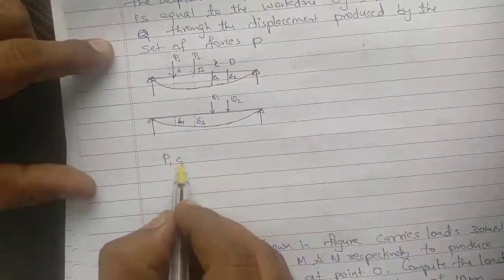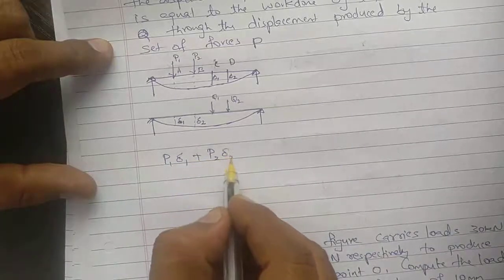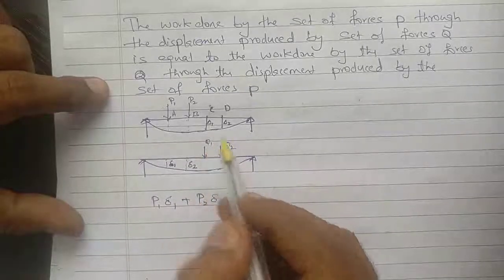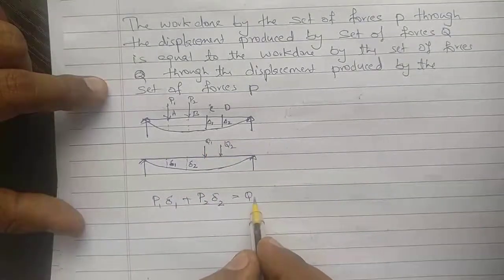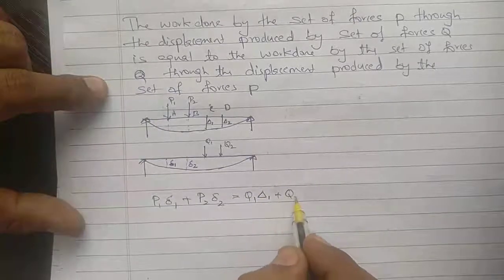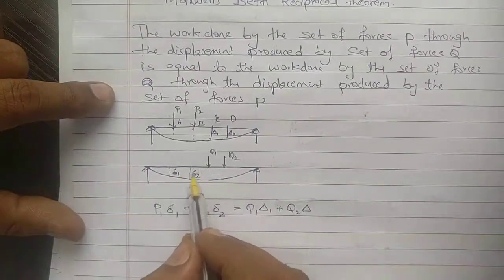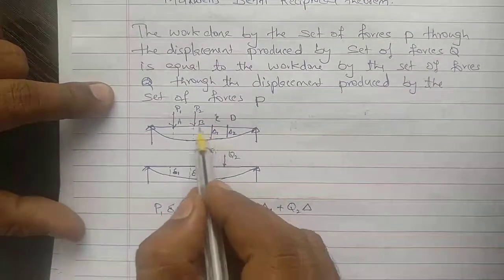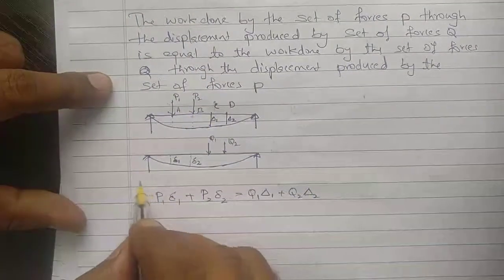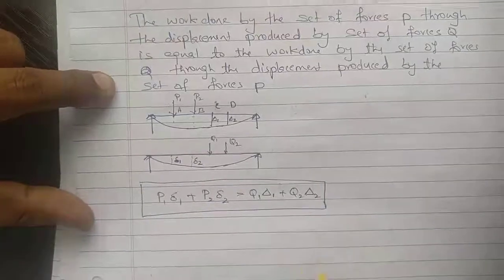So what Maxwell-Betti's theorem says is P1 delta 1 plus P2 delta 2 is equal to Q1 delta 1 plus Q2 delta 2. This is the symbol for Q1, and this is the symbol for deflection when P1 and P2 are applied. So this is delta. This is Maxwell-Betti's reciprocal theorem.